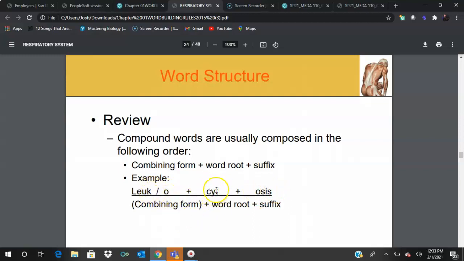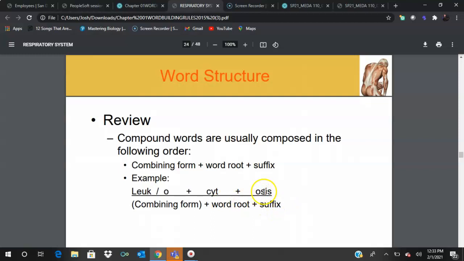When we come over here and look at cyte, we wouldn't do leukocytosis. We don't need that combining vowel here because osis starts with an O, which is a vowel. So the word is leukocytosis. This is a common way that we put these compound words together. We have a combining form, we have a word root, and then we add our suffix.